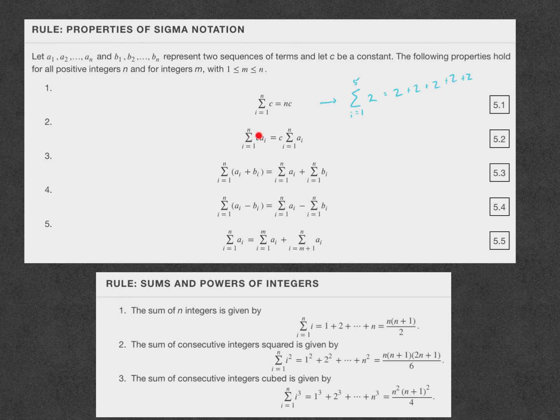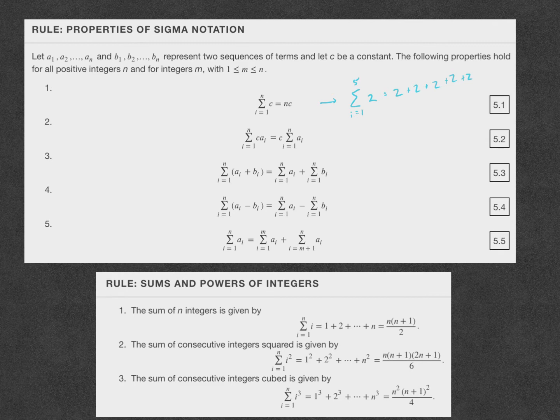The second, if I have a constant times some term, I can factor that constant out in front of my summation. If I have a sum of terms, I can break that up into 2 separate summations. Same deal for a difference, a subtraction. And then take a look at this last one. It says that if I have the sum from 1 to n of some expression, I can break that up into 2 separate summations, one going from 1 to m, and the other from m plus 1 to n. So you can take a sum and break it up in the middle somewhere if you need to, for some reason.